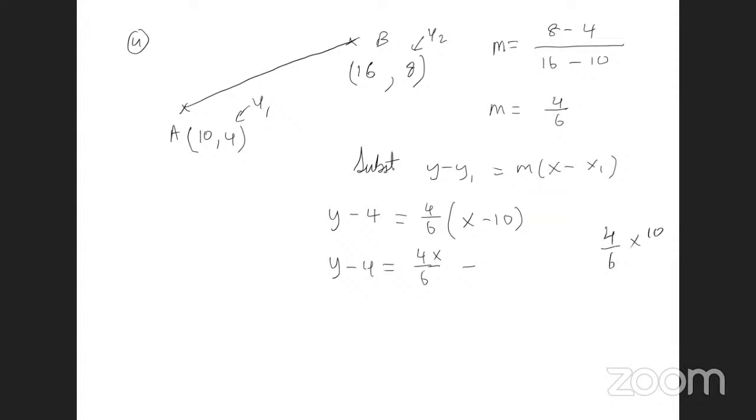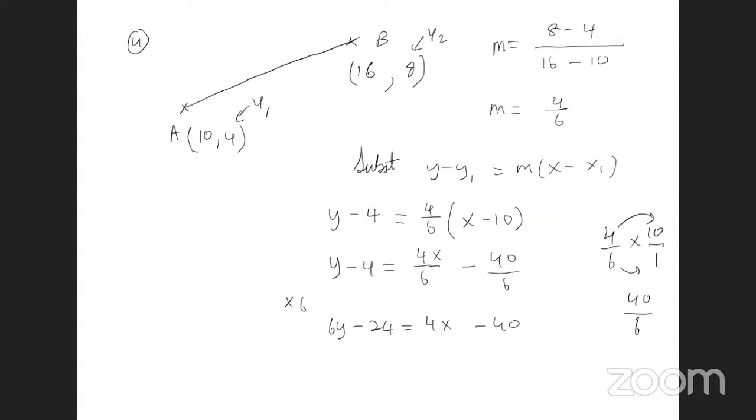it's like saying 10 on 1, eh? So 4 by 10, that's 40. 6 by 1 is 6, right? So you don't want to make those simple mistakes and lose marks, right? And now you have your fractions. Multiply everything by 6. You'll get 6y minus 24 is 4x minus 40, right?